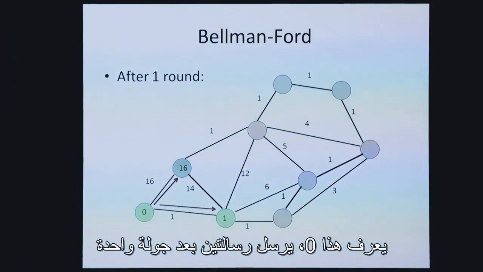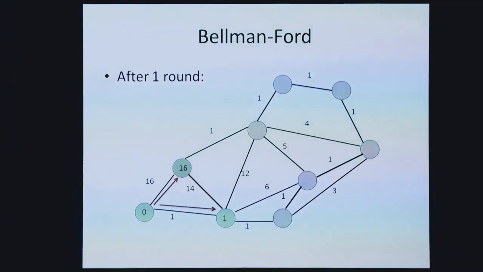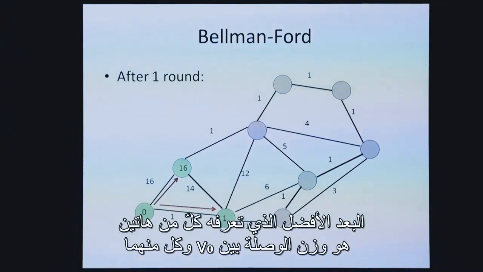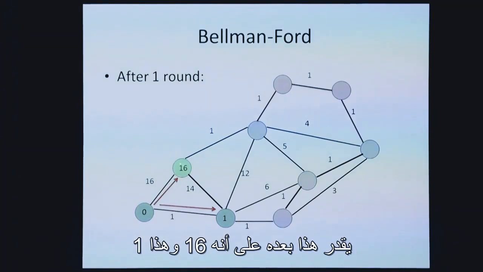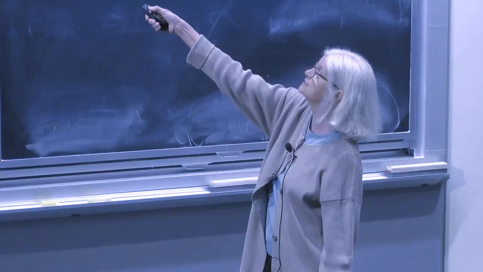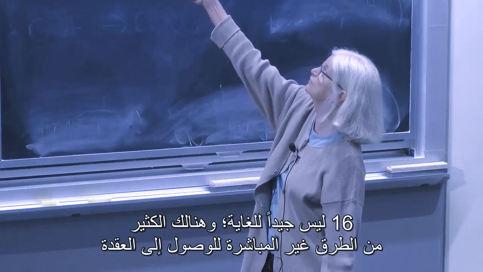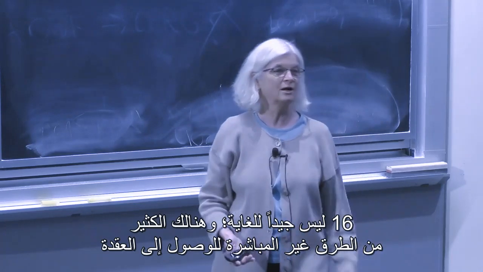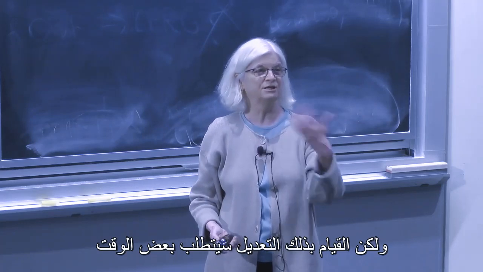After one round, we sent 2 messages. The best distance each of these guys knows is just the weight of the edge between V0 and itself. So this guy is now estimating its distance at 16, and this guy at 1. 16 is not very good because there's actually no roundabout routes that can get there, but it's going to take us some time to make that adjustment.